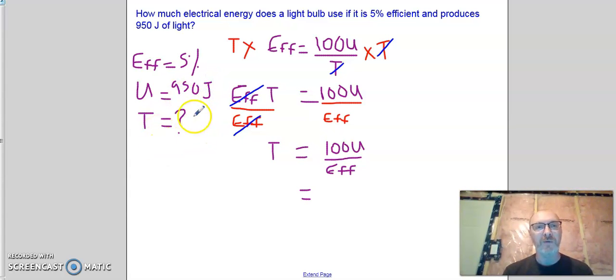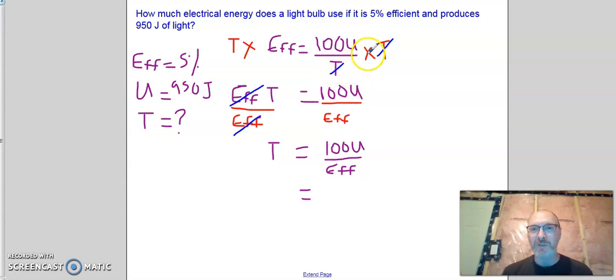Okay, and we're asked to find the total, because it says here how much electrical energy does a light bulb use. So what's coming out of the outlet or the wiring in order to power that particular device. So again, we start with the efficiency formula. Now we have to solve for T. We've got to isolate T by itself on one side.